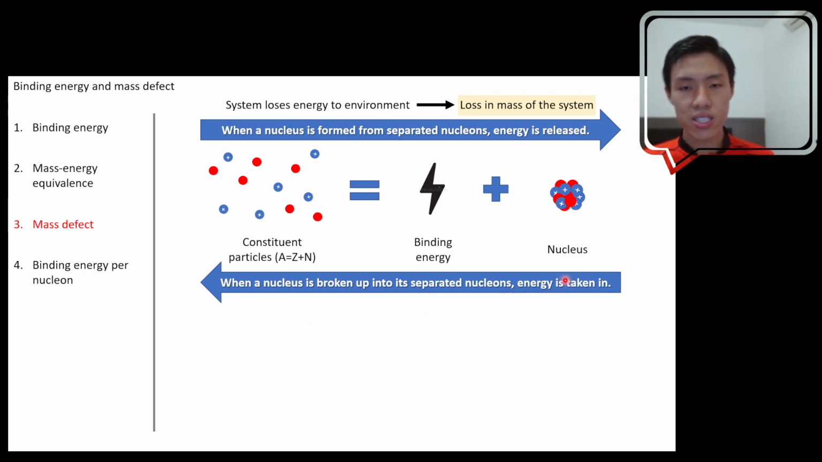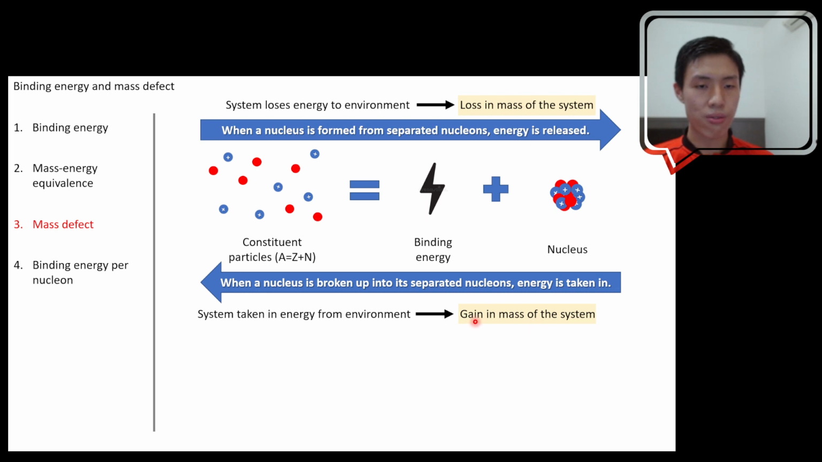Okay, on the opposite side of things, if you are taking in energy from the environment, it causes a gain in mass of the system. From the environment, you are collecting some amount of energy to put into the process of breaking up the nucleus into constituent particles, right? Because you are adding energy into your system, that energy is converted into mass, and that causes your nucleus to receive an additional amount of mass. Then they break up into constituent particles. So we expect the constituent particles to have a greater mass compared to the nucleus.